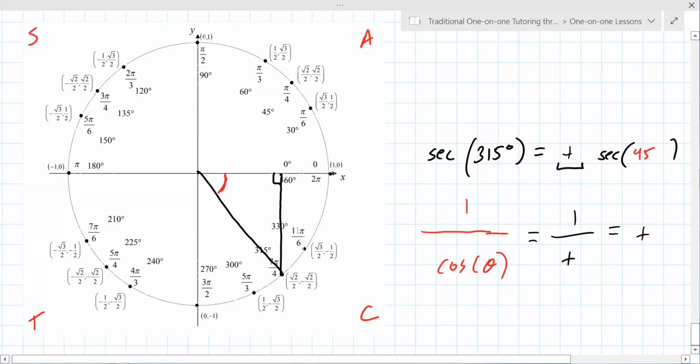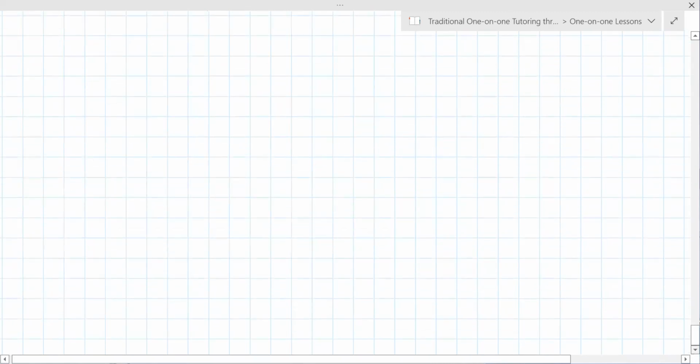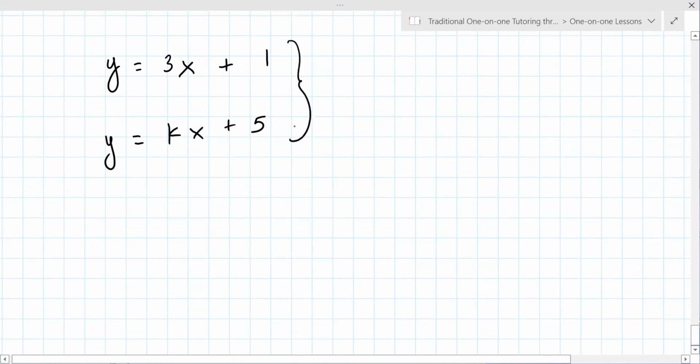Okay, so let's go talk about something totally different here. Let's talk about parallel lines. So if I tell you that, in general, y equals 3x plus 1, and then I tell you that y equals kx plus 5, and we want these two lines to be parallel for the moment. Parallel lines have what? Same slope. So what would k be for these to be parallel?